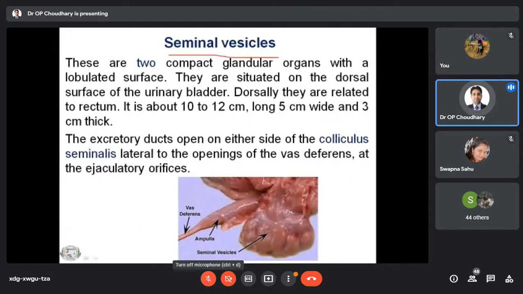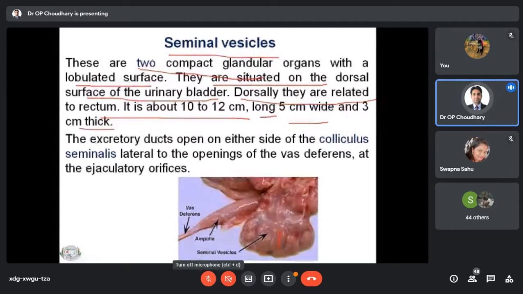These seminal vesicles are two compact glandular organs, present on either side of the urethra. They have a lobulated surface and are situated on the dorsal surface of the urinary bladder, where the vas deferens comes and joins the urethra. Dorsally they are related to the rectum, and each is about 10 to 12 centimeters long, 5 centimeters wide, and 3 centimeters thick.